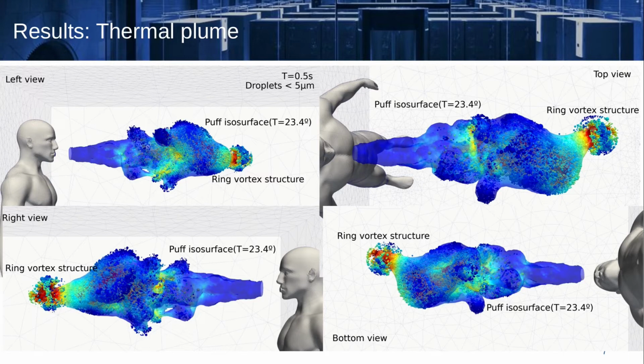On this slide, we can see different views of the thermal puff cloud with diameters under 5 microns. The isosurface of temperature equal to 23.4 degrees. The literature has found that the moving puff cloud is dense and carries various pathogens, including COVID-19. Notice that the vortex ring structure goes faster than the bulk of the thermal puff.